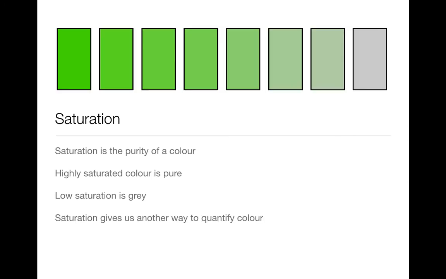So if we look here, the green on the left is high saturation, but as we move right, the saturation is reduced. Now they're still all green. They still all have the same hue. In terms of red, orange, green, blue, indigo, violet, they're still green. They're all the same hue, but the saturation is reduced as we go across. So we have hue and we have saturation. We have the color and then we have the strength of the color.